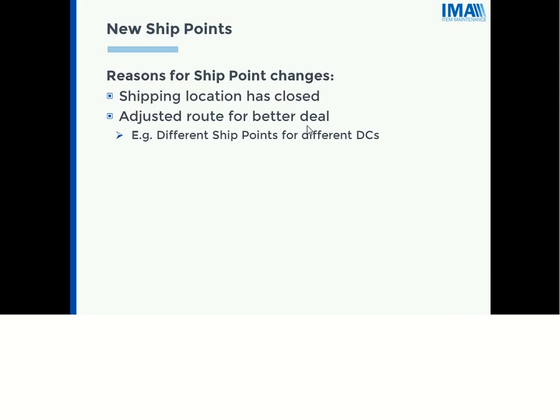So there's a few different reasons for ship point changes. It could be that one of your shipping locations has closed, or maybe you have adjusted your route for a better deal. For example, you might have different ship points for different DCs. You may have a warehouse located in New Jersey and one in California. Well, it doesn't really make sense to ship from your New Jersey warehouse all over the country if you have a warehouse in California and it's going to a DC in California. So you can actually set up different ship points for different DCs.